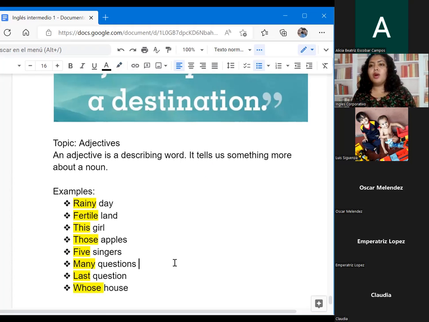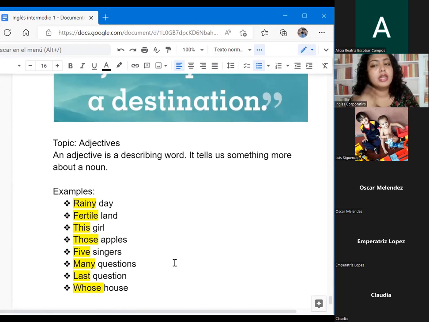Okay, in this case, why are they adjectives? Because they are telling us something. For example, rainy day. How is the day? It's rainy. Está lloviendo. Es un día lluvioso. That is the word, lluvioso. So in that case, it's describing the day. Rainy day, or sunny day, is also an adjective that is describing how the day is.